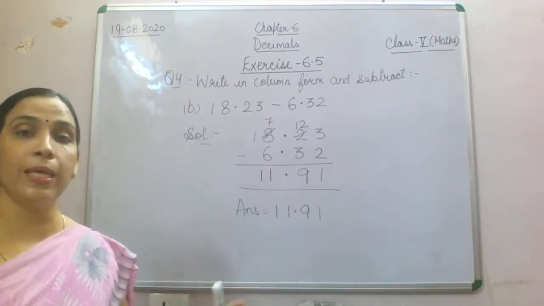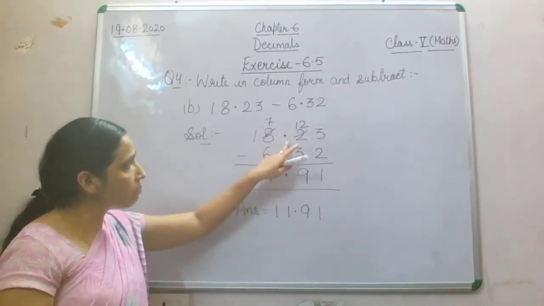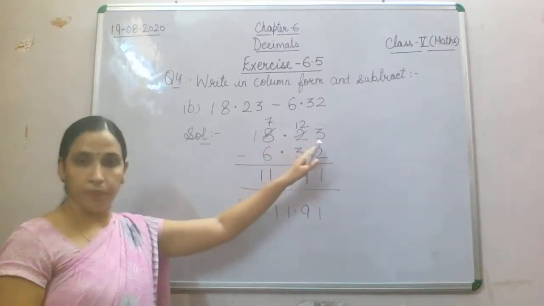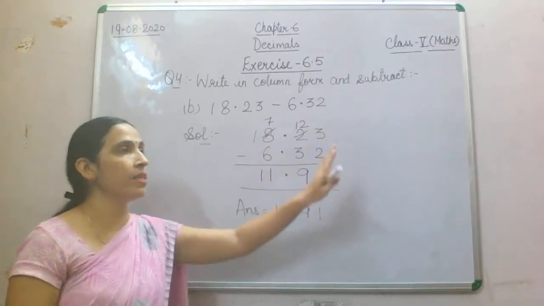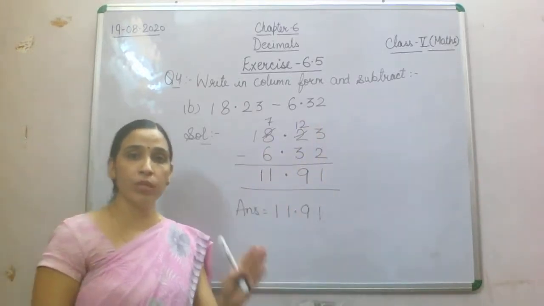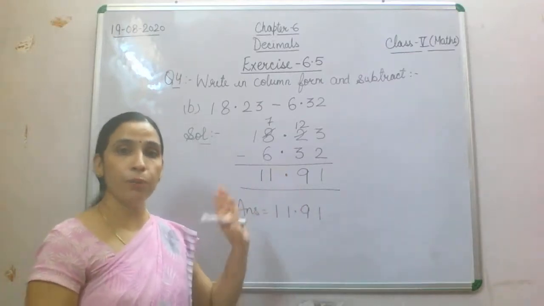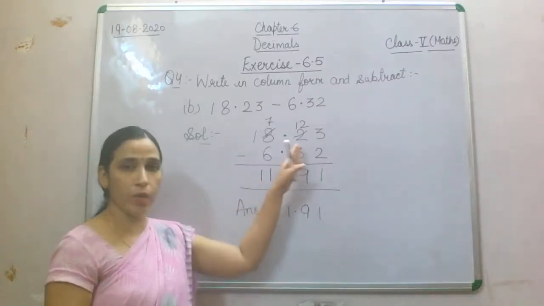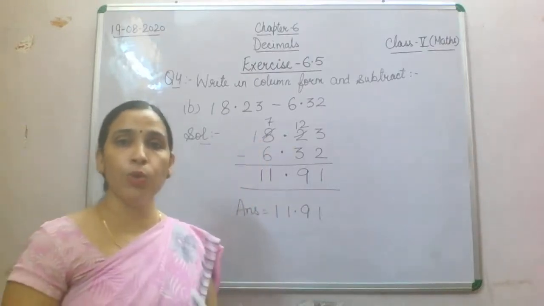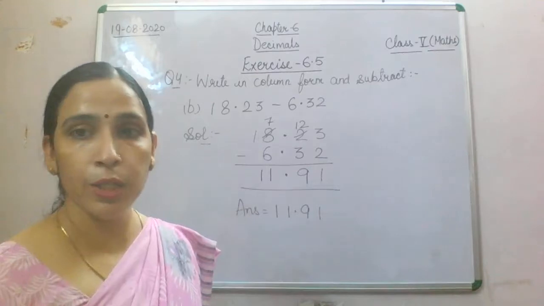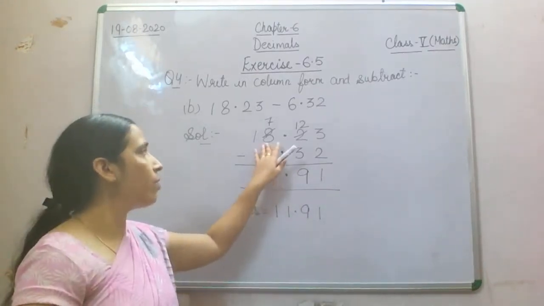Again, this is the concept of borrowing. Here you should not think that this number is before the decimal and this number is after the decimal, so you can only borrow within one side. No, you can borrow across both. You can take it from here, you can take it from there. It is simple subtraction only that you are supposed to do.